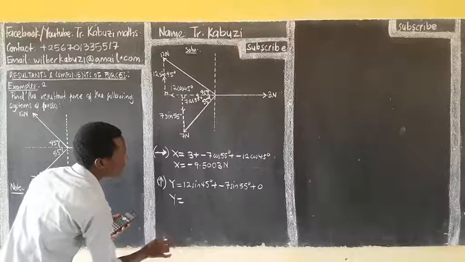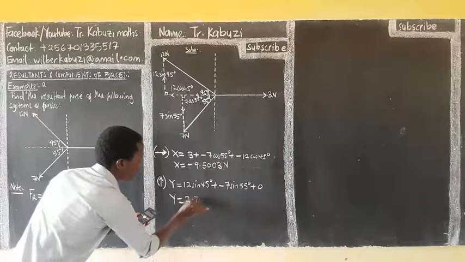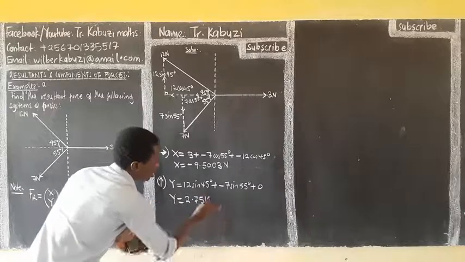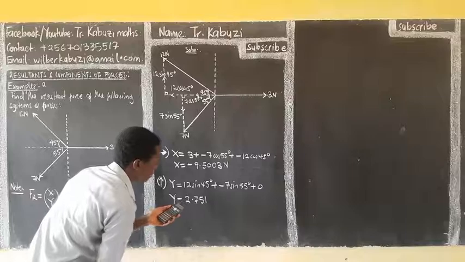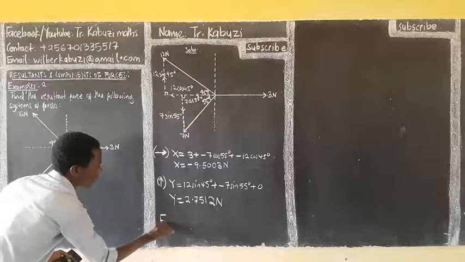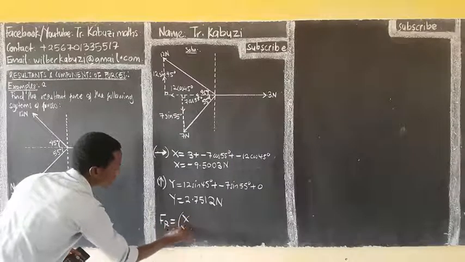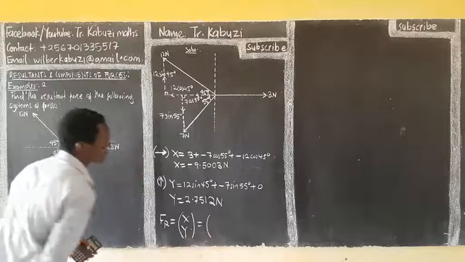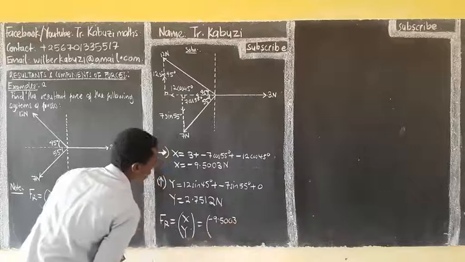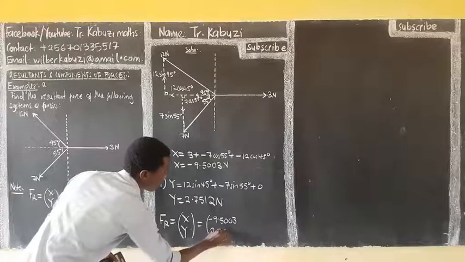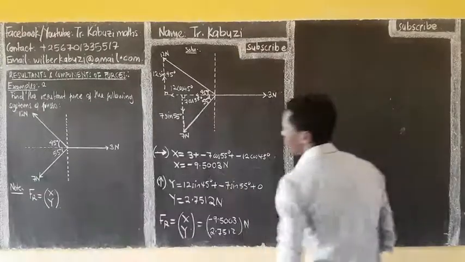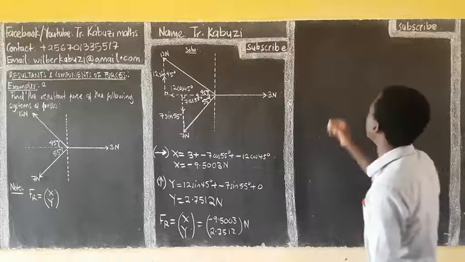2.751 newtons. So our resultant FR is given by (x, y), where our x is negative 9.5003 and our y is 2.7512, all in newtons.